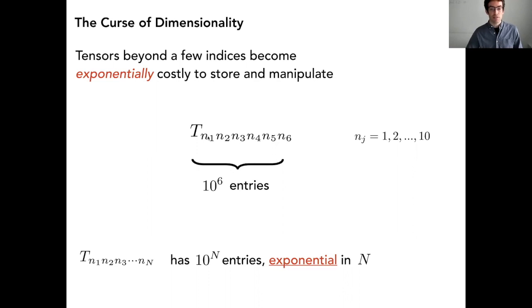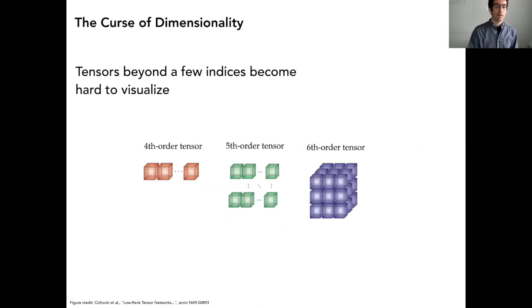And that's easy to see if you just count. You have 10 values for n1, 10 values for n2. I'm just taking 10 arbitrarily, 10, 10, 10. So then you get 10 to the 6 entries in general that could be inside this array. And if you have n indices, you could have 10 to the n entries. So it's just growing out of control very, very fast. So that's a problem. If you ever have an idea and you say, let's work with an order n tensor, you're just dead in the water as soon as you do that without some kind of approximation scheme.